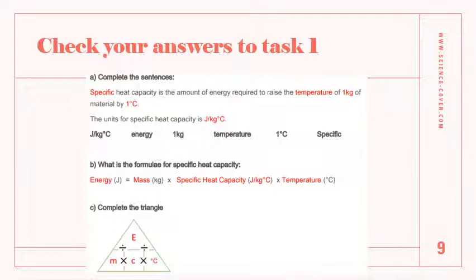What is the formula for the specific heat capacity? Energy equals the mass times the specific heat capacity times the temperature change. Complete the triangle. Energy should be on the top and then mass, specific heat capacity, and temperature change are at the bottom.